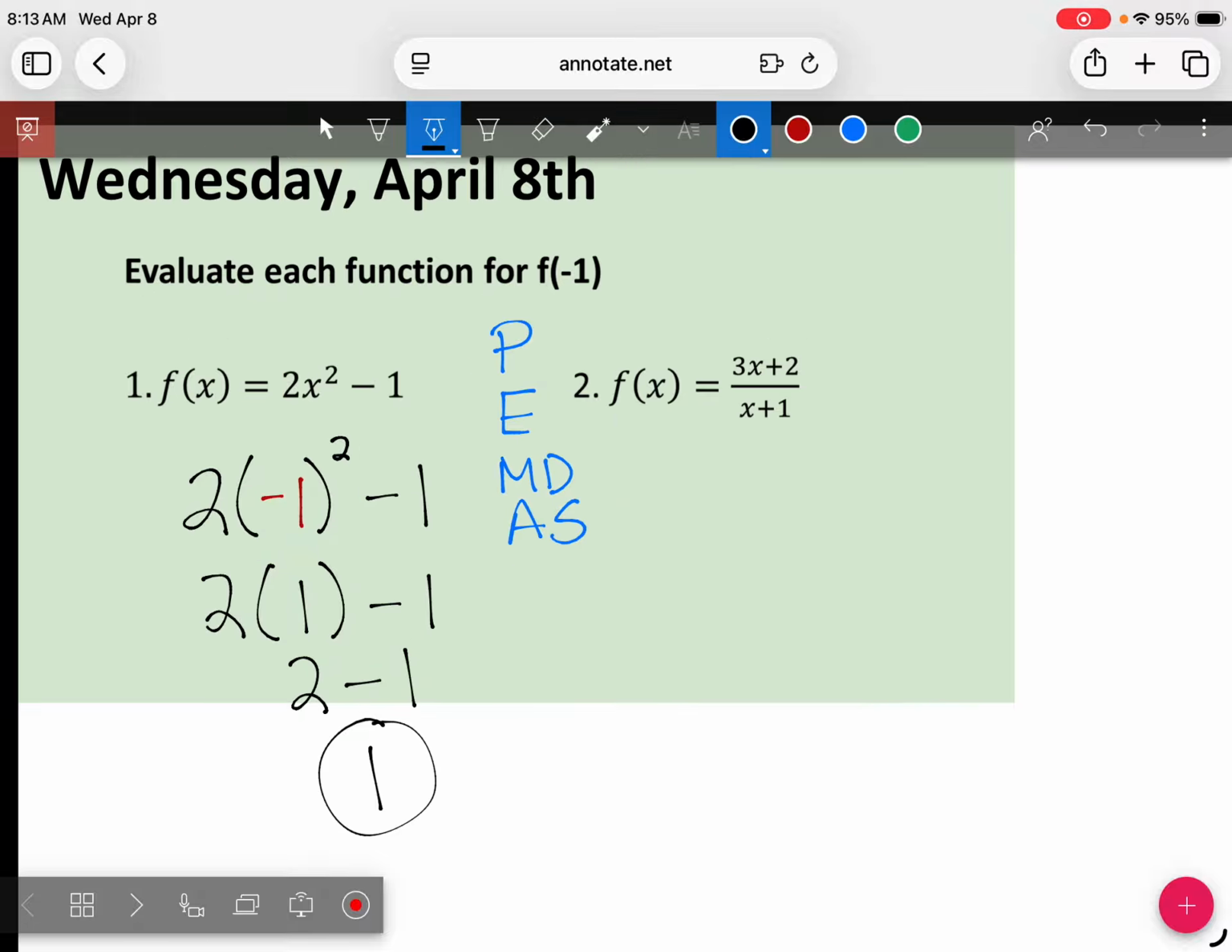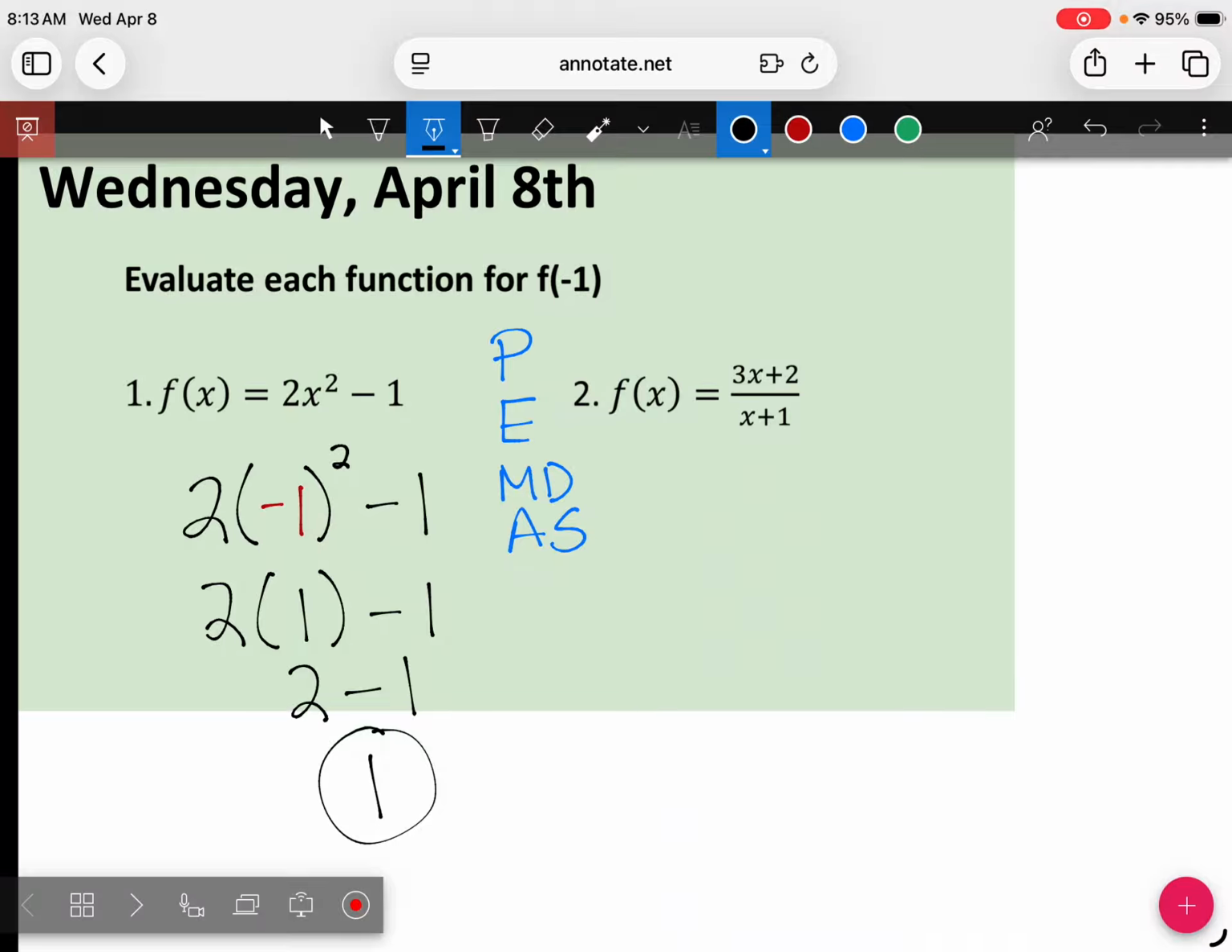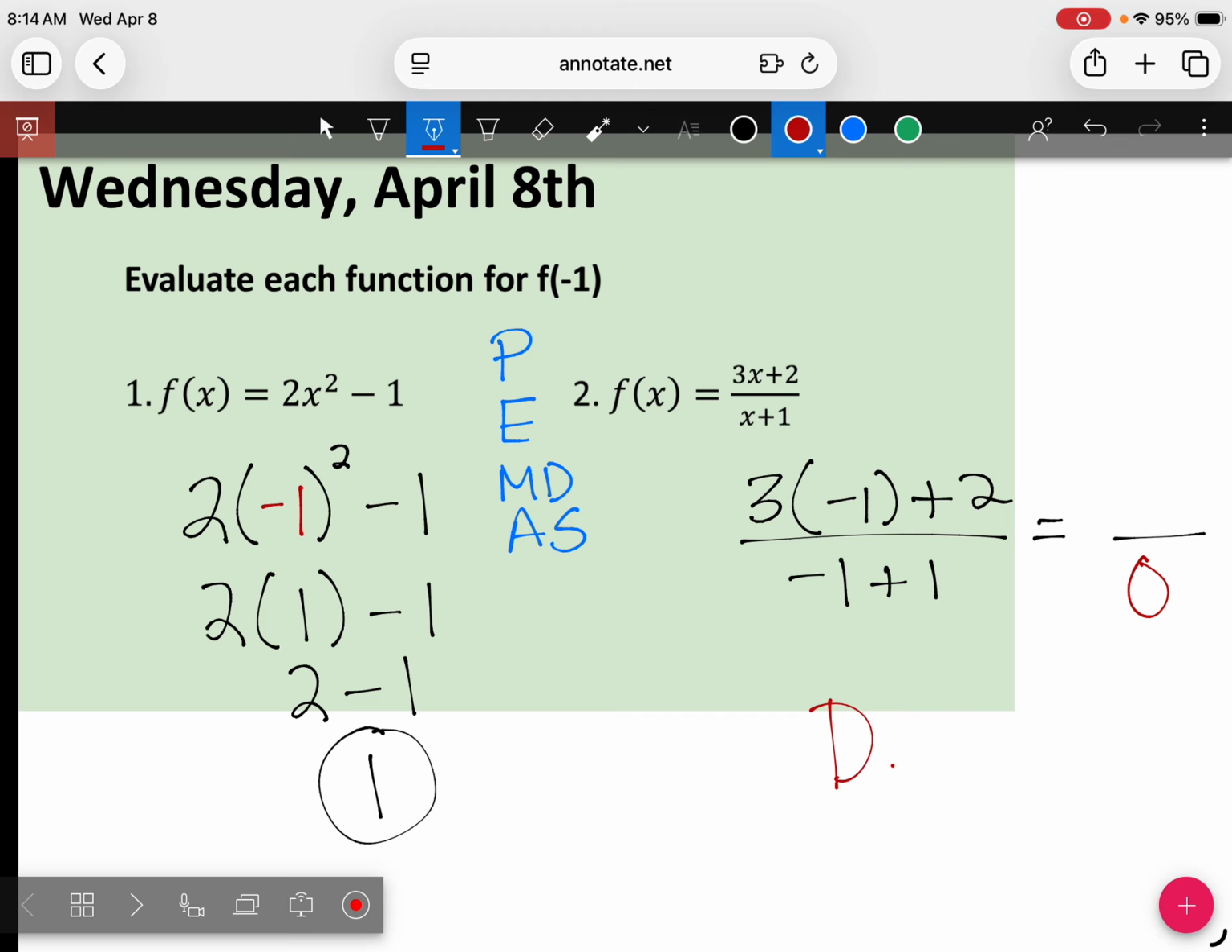All right, let's look at the second question. So we have 3 times -1 plus 2 over -1 plus 1. Automatically, I know this does not exist. Because what do you get in your denominator when you add -1 plus 1? 0. So it doesn't even matter what this number is. This 0 automatically makes your answer does not exist.